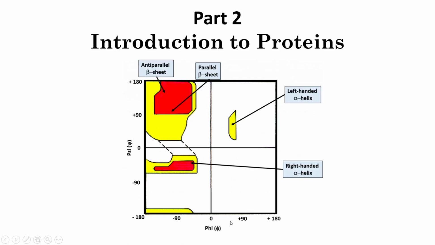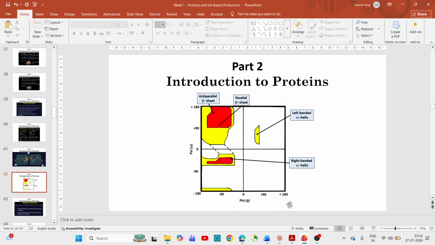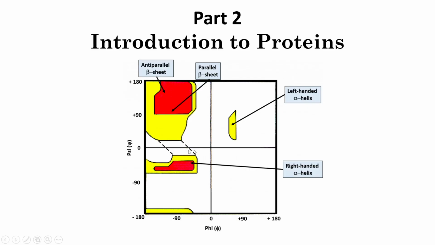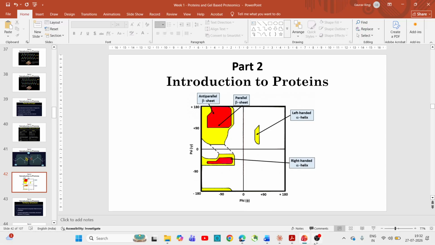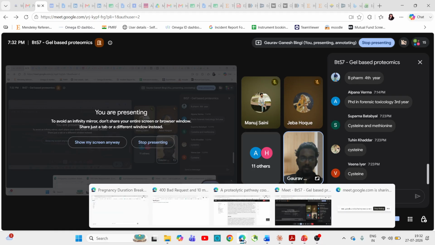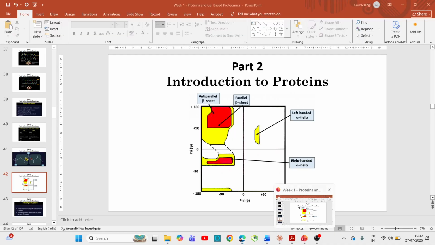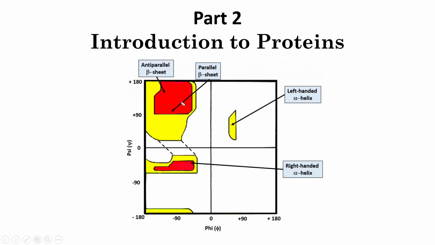So this is Ramachandran's plot. Ramachandran was the one who gave these specific angles. Yes, does anyone want to say something? Was anyone trying to talk or speak? Okay.